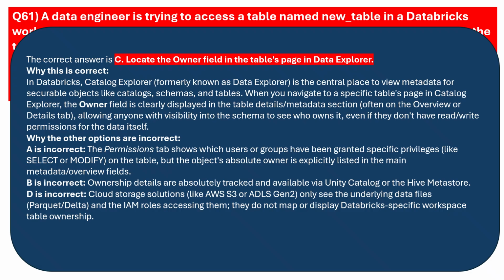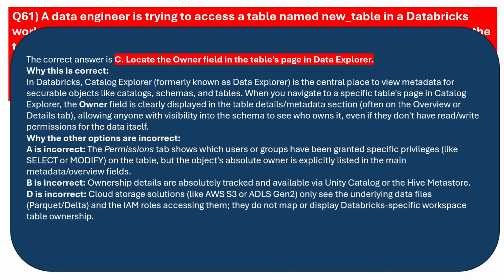Why this is correct? In Databricks, Catalog Explorer, formerly known as Data Explorer, is a central place to view metadata for securable objects like catalogs, schemas, and tables. When you navigate to a specific table's page in Catalog Explorer, the owner field is clearly displayed in the Table Details/Metadata section, often on the Overview or Details tab, allowing anyone with visibility into the schema to see who owns it, even if they don't have read/write permissions for the data itself.